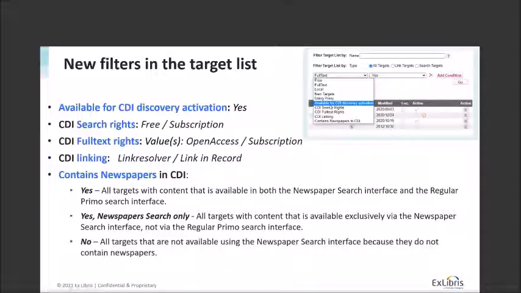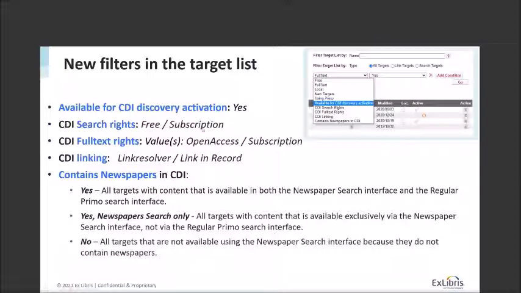The first one is available for CDI discovery activation. This is whether you can activate them for discovery, yes or no. And I talked about what it means. So it means that you can activate them for discovery, and they will be included in your expand search. At least 80% of the coverage is indexed directly or indirectly in CDI. So that's the first one.